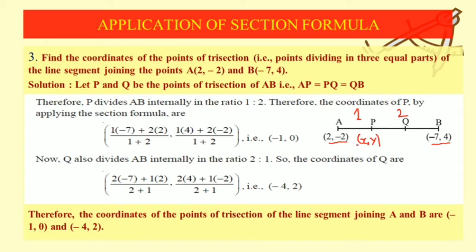Now we can easily find x. For x, we will take 1 here, so multiply with minus 7. So 1 into minus 7 plus, if we take this part of the ratio, we will multiply with this 2, so 2 into 2, upon the sum of the ratio, which will be 1 plus 2. So this is the x coordinate of P. Similarly, for the y coordinate, 1 multiply 4 and 2 multiply minus 2 upon the sum of the ratio. Upon solving this, we will get minus 1. Upon solving this, we will get 0. So we got the value for the coordinate P.